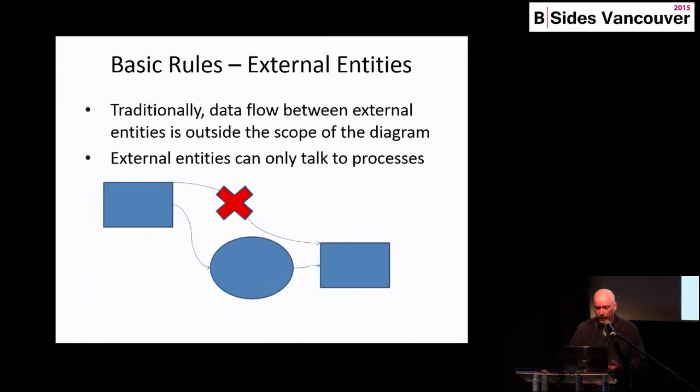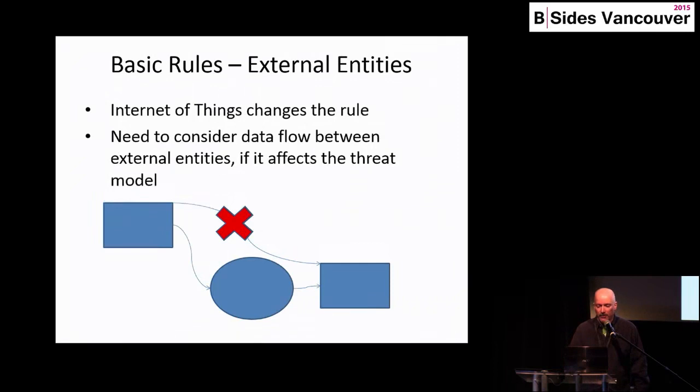Some basic rules. With external entities, traditionally data flow between external entities was outside the scope of diagrams. So for instance, you never assumed when you're modeling a complex client server application that the end user and the administrator actually ever talked. Now, external entities can only talk to processes because ultimately the entity does something to data by a process to some regard. The rules for external entities have changed somewhat with the Internet of Things. You need to consider data flow between external entities when you threat model something that's Internet of Things. So that rule has changed.